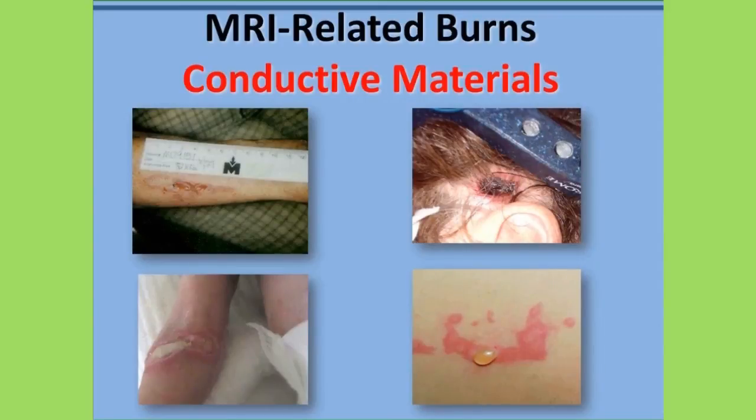However, burns have also occurred in patients in relation to the presence of inappropriate electrocardiographic electrodes and medication patches that contain metallic foil components. Therefore, special precautions must be taken when these types of devices or situations are present.